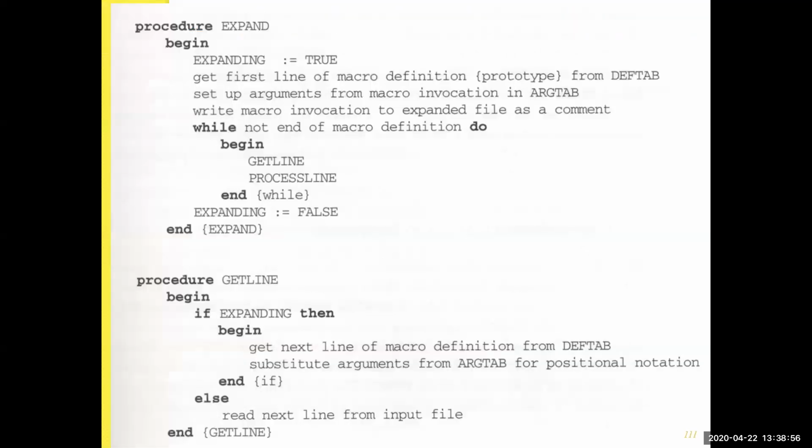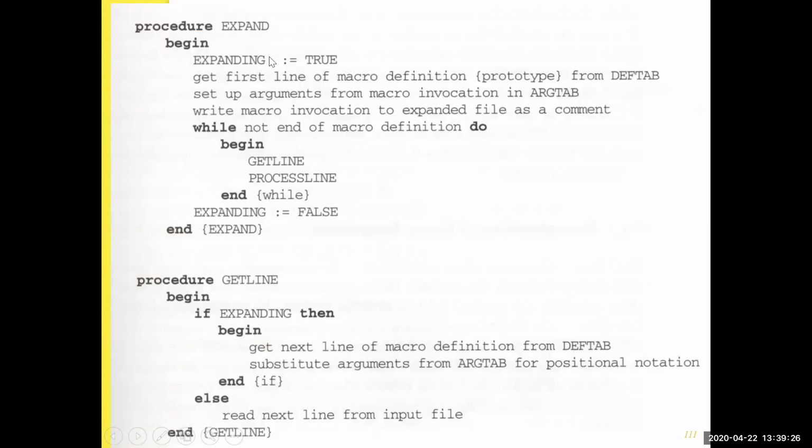The procedure EXPAND is used to set up the arguments and expand the macro invocation statements. First step here is to set EXPANDING to true. This is done to make sure that lines are fetched from the definition table and not from the source file, because expansion has to do with replacing the macro call with statements that form the body, which are saved in the definition table. So lines now have to be fetched from the definition table.